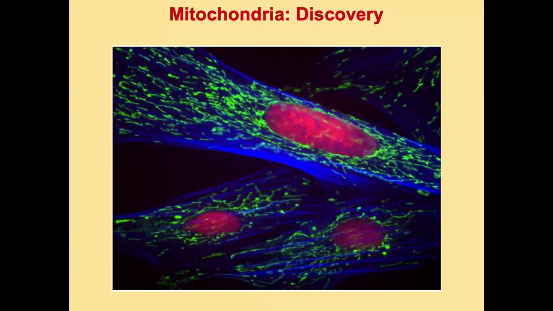As you can see in this diagram here of a cell stained in blue, in the green we have the mitochondria, and in the red we have the nucleus. You can see that mitochondria quite often form mesh-like networks which go from the nucleus around to the periphery of the cell.